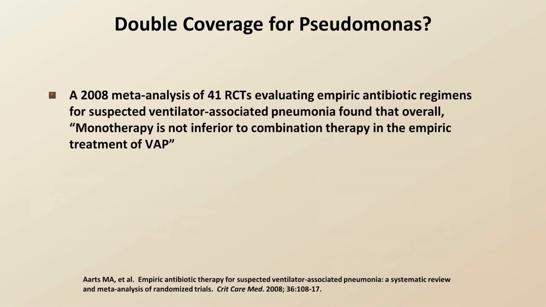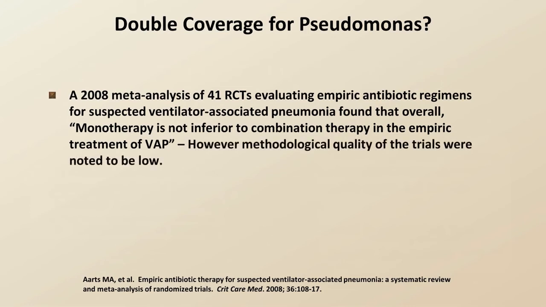And a 2008 meta-analysis of 41 randomized controlled trials evaluating empiric antibiotic regimens for suspected ventilator-associated pneumonia found that overall monotherapy is not inferior to combination therapy in the empiric treatment of these infections. However, the methodologic quality of the trials included were noted by the authors to be low, and other experts in the field have criticized the meta-analysis itself for reaching an overly broad conclusion when the included trials generally did not specifically include the patients who are at highest risk of having multi-drug resistant organisms.